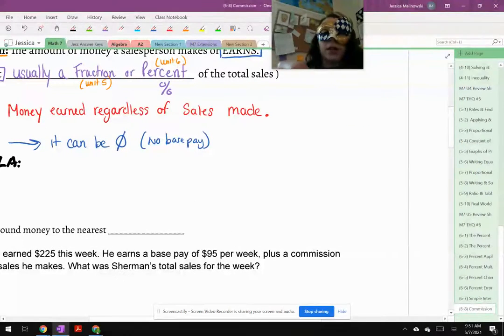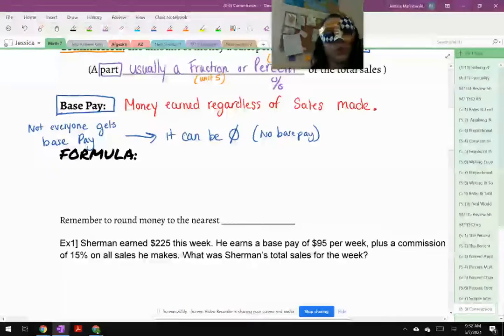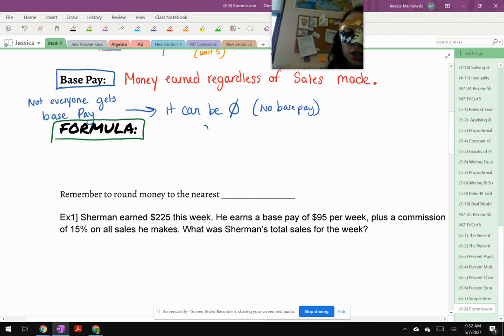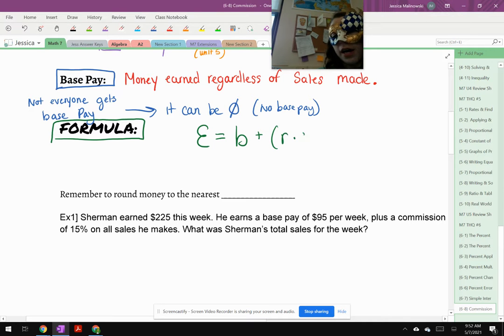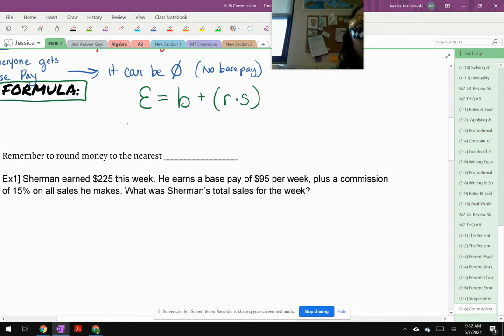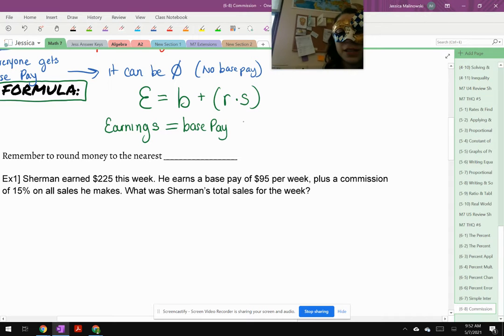Okay, and so like we've been talking about, this whole unit has been focused on formulas. There's a formula for each one that you want to be dealing with. This lesson's formula is E equals B plus R times S in parentheses. And what this stands for is, my E is talking about earnings. So your earnings is equal to your base pay. And again, if there isn't one, that can be zero.